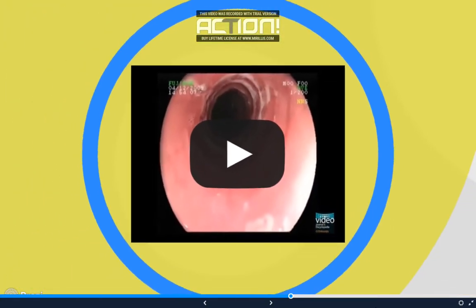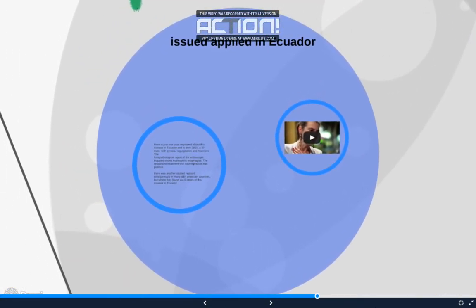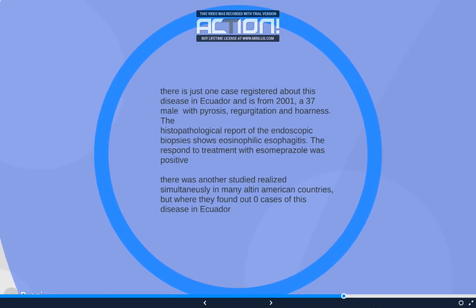Now we continue. Issues that play in Ecuador. There is just one case registered about this disease in Ecuador, and it's from 2001. A treated 7 male with pyrosis, regurgitation and awareness. The histopathological report of the endoscopic biopsies show eosinophilic esophagitis. The response to the treatment with esomeprazole was positive.